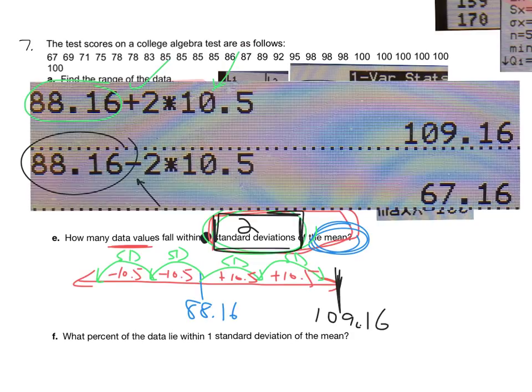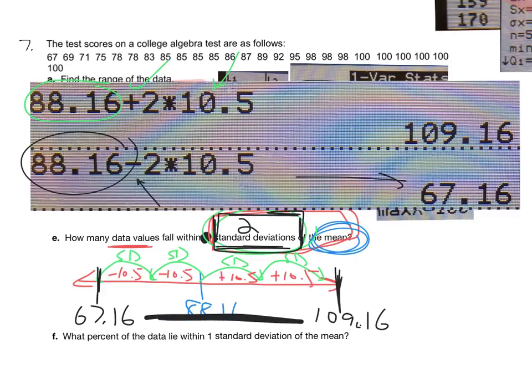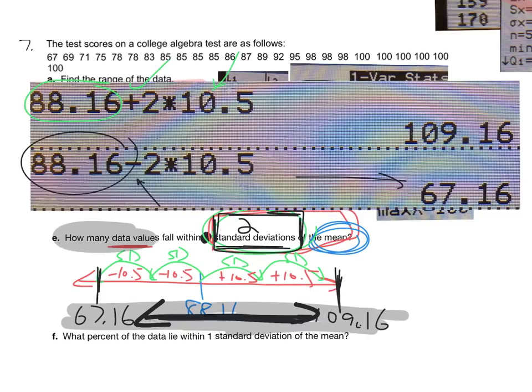Because this one says how many data values lie within 2 standard deviations. So when I subtract 2 times 10.5, I get 67.16. So now I have a range of data values going from 67.16 to 109.16. And the question is basically asking how many data values are in this range. How many data values go from 67.16 all the way up to 109.16.